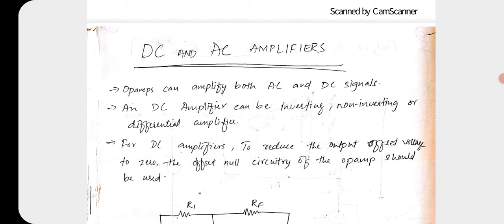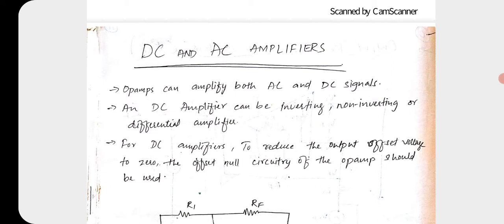Okay, so before going, see what's the first point in your notes. Op amps can amplify both AC and DC signals. This comes from the introduction of op amp, right? We already know that operational amplifiers are capable of amplifying both AC signals as well as DC signals. An amplifier can be inverting, non-inverting, and a differential amplifier. These three different configurations we have already seen, right?